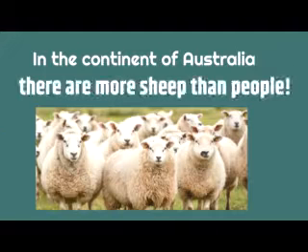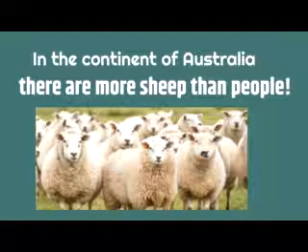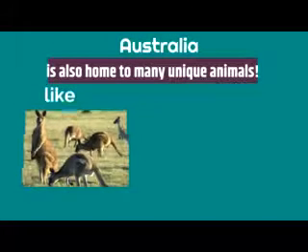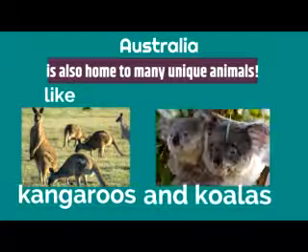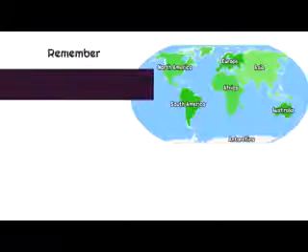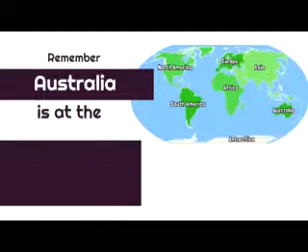This is interesting. In the continent of Australia, there are more sheep than people. Tons and tons of sheep. Australia is also home to many unique animals, like kangaroos and koalas. Remember, Australia is at the bottom right of the world map.